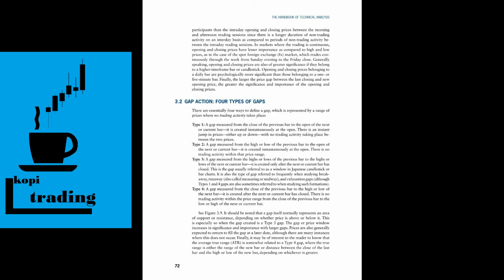Type 4, a gap measured from the close of the previous bar to the high or low of the next bar. It is created after the next or current bar has closed. There is no trading activity within the price range from the close of the previous bar to the low or high of the next or current bar. See Figure 3.9. It should be noted that a gap itself normally represents an area of support or resistance depending on whether price is above or below it. This is especially so when the gap created is a type 3 gap.